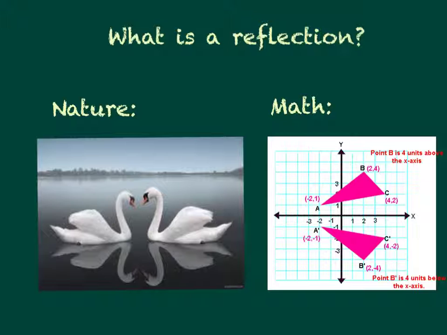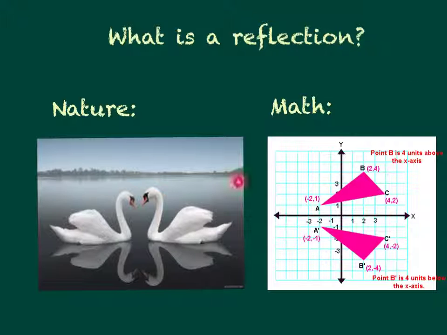In nature, we see reflections all the time. You look in the mirror in the morning, that's a reflection. Here we see two swans reflected in a lake. We have the original swans and their reflection. You can also see reflections in other bodies of water, like puddles or the ocean sometimes, and in other kinds of metals, particularly shiny ones. But in math, we have a little bit more of a precise definition of a reflection.